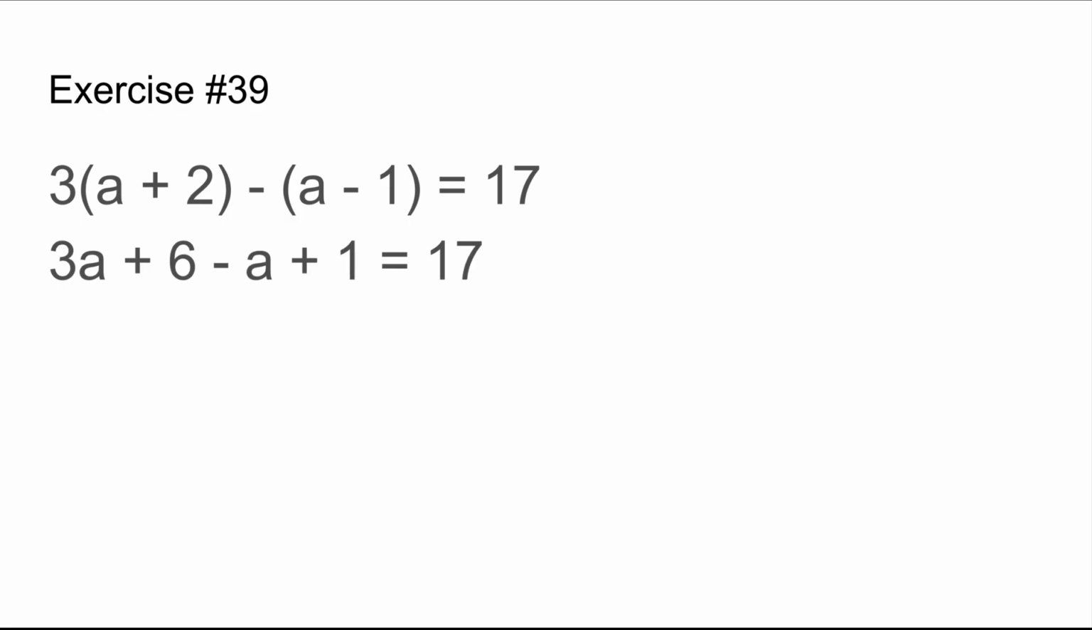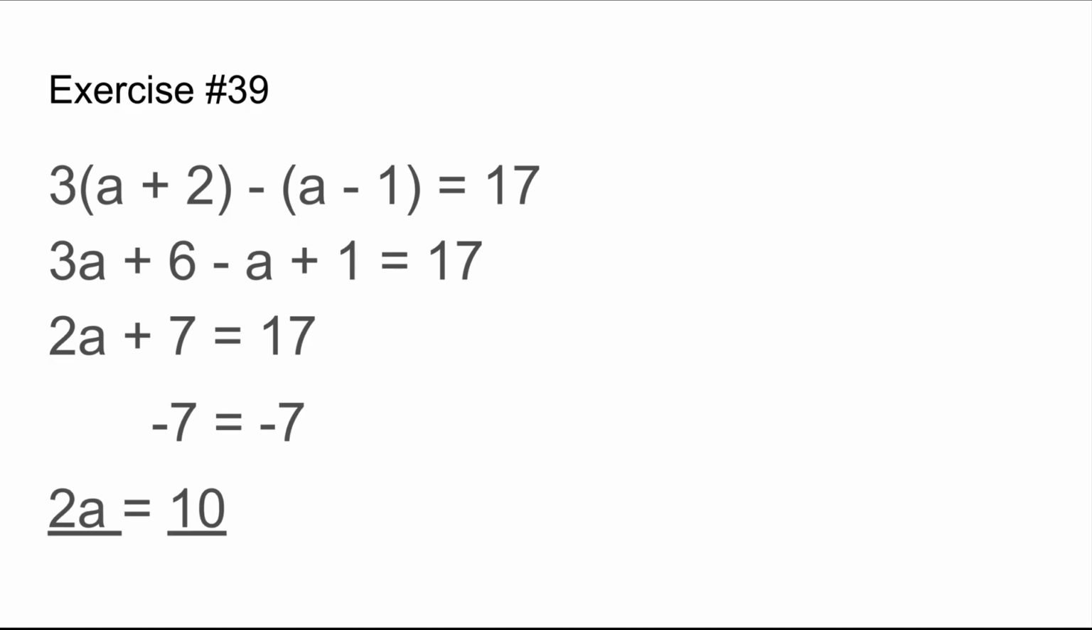Combine our like terms, 3a and negative a, 2a. 6 and 1, 7. Subtract 7 from both sides. 2a equals 10. Divided by 2, a equals 5.